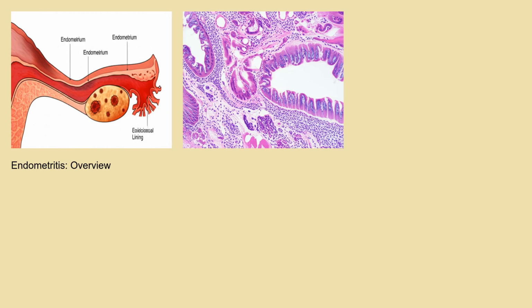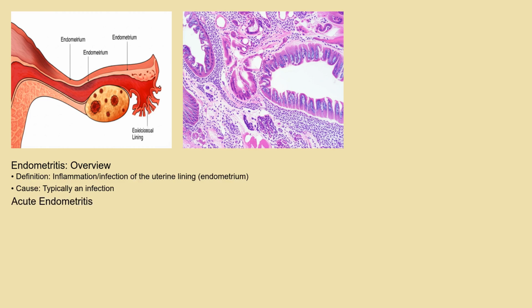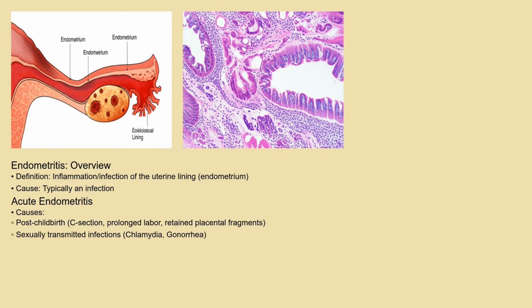Endometritis at its core is an inflammation or infection of the endometrium, the lining of the uterus. The causes vary, but it typically arises from an infection. Acute endometritis is often triggered by infections related to childbirth, particularly after a cesarean section, prolonged labor, or retained placental fragments. Other potential causes include sexually transmitted infections like chlamydia and gonorrhea, uterine procedures like dilation and curettage or hysteroscopy, and the insertion of an intrauterine device or IUD.